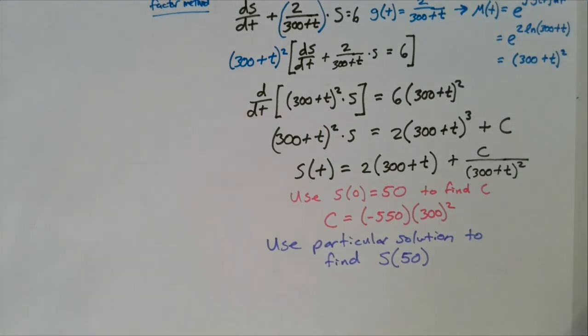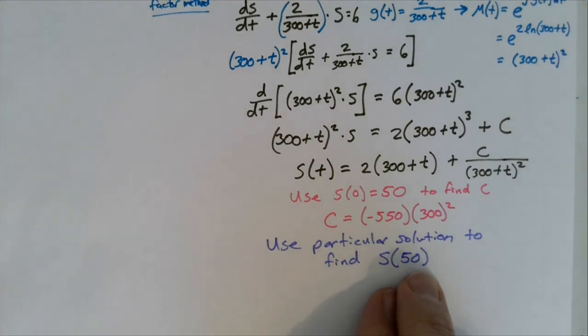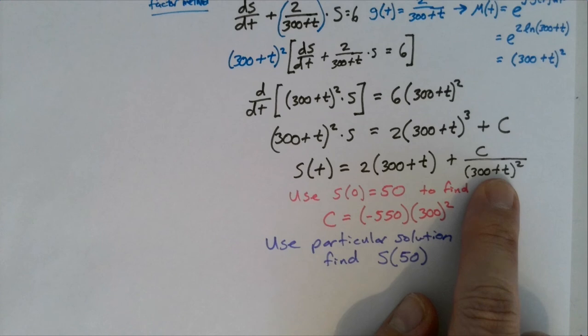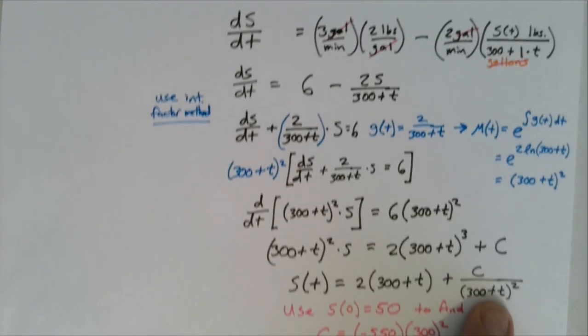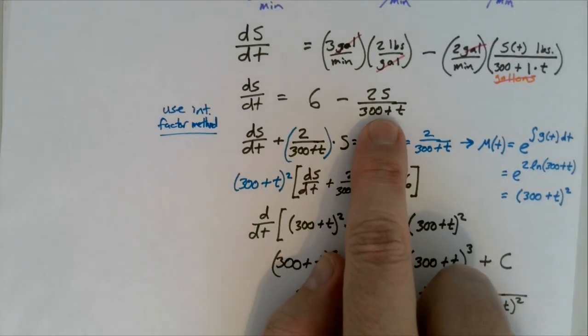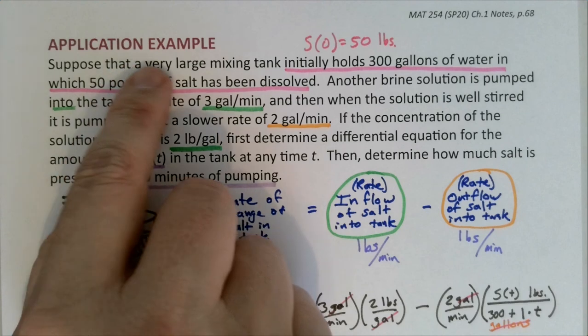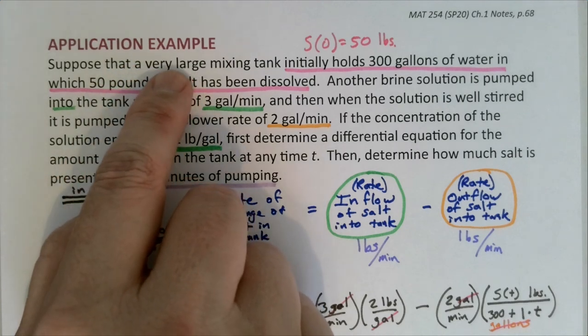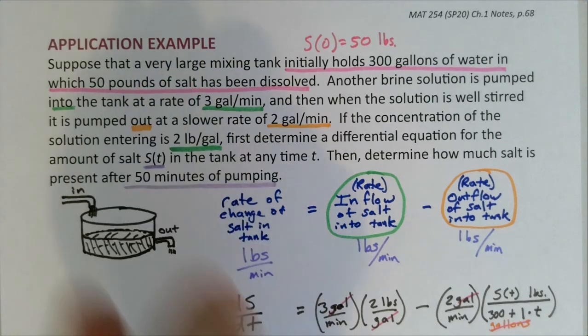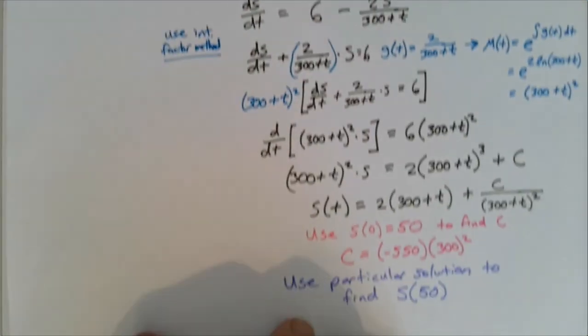Now you might say, well, wait a minute, 50 minutes goes by. That means there's going to be another 50 gallons, I should say up here, another 50 gallons in the tank. So is this tank big enough? Well, it doesn't really say, but it does assume that this is a very large mixing tank. So I think we can presume that it can hold another 50 gallons. But let's see what happens when we do this.